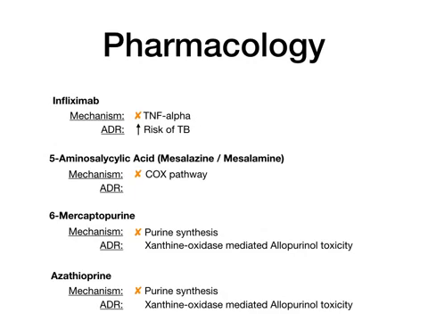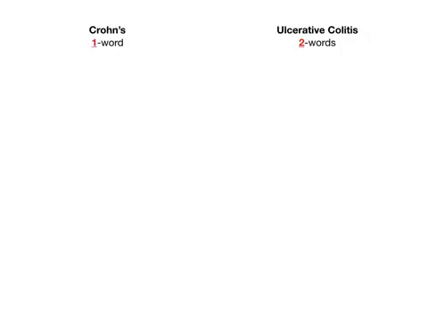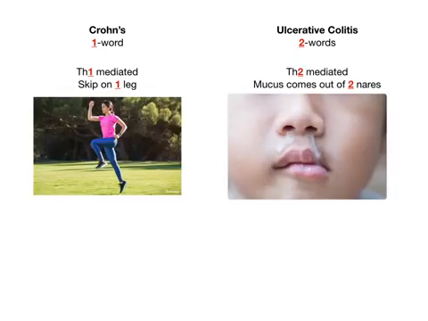So now that I've given you all of the information about Crohn's disease and ulcerative colitis, I want to give you the mnemonic. And the mnemonic is really quite simple. It's not dirty. It's not funny. It's just really simple and effective. So Crohn's is 1 word. Ulcerative colitis is 2 words. So everything with Crohn's has to do with the number 1, and everything with UC has to do with the number 2. So Crohn's is Th1 mediated, and you see skip lesions.